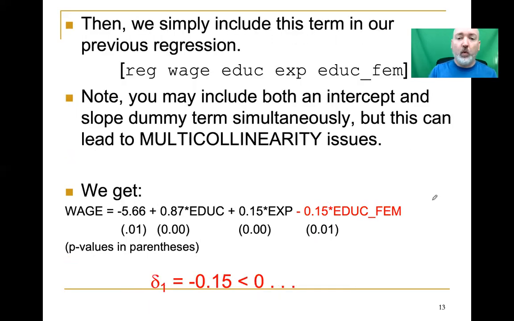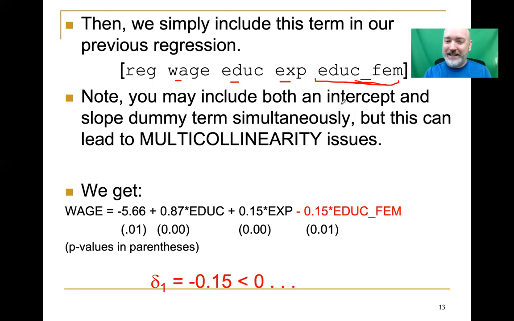Okay. So once we have that created, we just add it in as an additional variable in our regression command. So if we're going to regress wage as a function of education, say work experience, and then this gender effect through the education variable. So not just the female dummy variable on its own, but interacted with the continuous education.